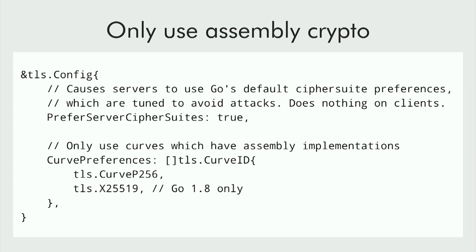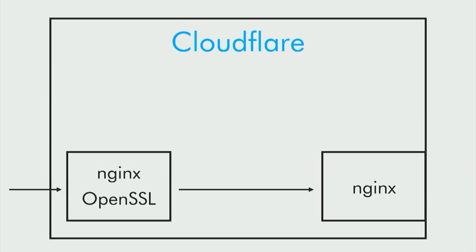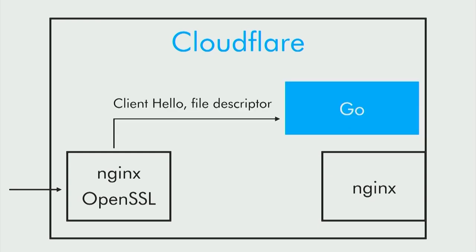All with me? Okay, so now that we have a working TLS stack, we need to somehow get connections to it, right? At Cloudflare, how everything used to work is that there was an Nginx with OpenSSL that would then pass the connections, decrypted, to another Nginx on the same machine. How do we fit the Go crypto stack in there?